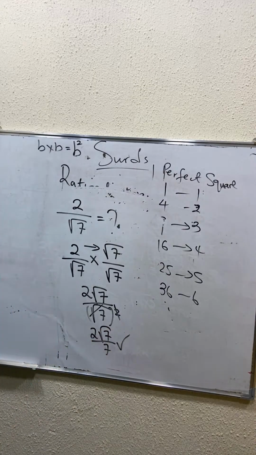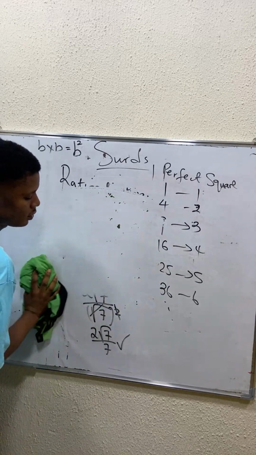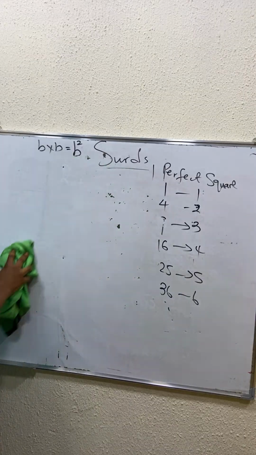Okay? Were you able to get it right? Were you able to get 2 root 7 over 7? This is very, very simple.